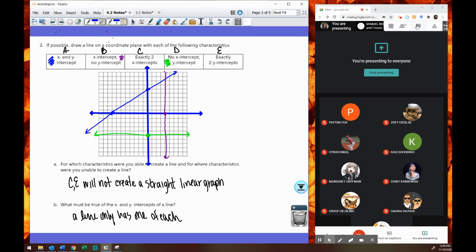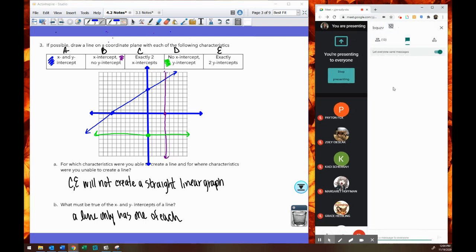And then this one, you had to draw as many lines as you could. So some of them would work, some of them wouldn't. You should have noticed that I labeled them just so that it was easier to talk about when I'm going over it. So the only ones you would have been able to draw were A, B, and D. Because if I try to draw something that has two x-intercepts, it would end up being some form of a curved line. Same thing with your two y-intercepts, some form of a curved line. You're not going to be able to do either of those.